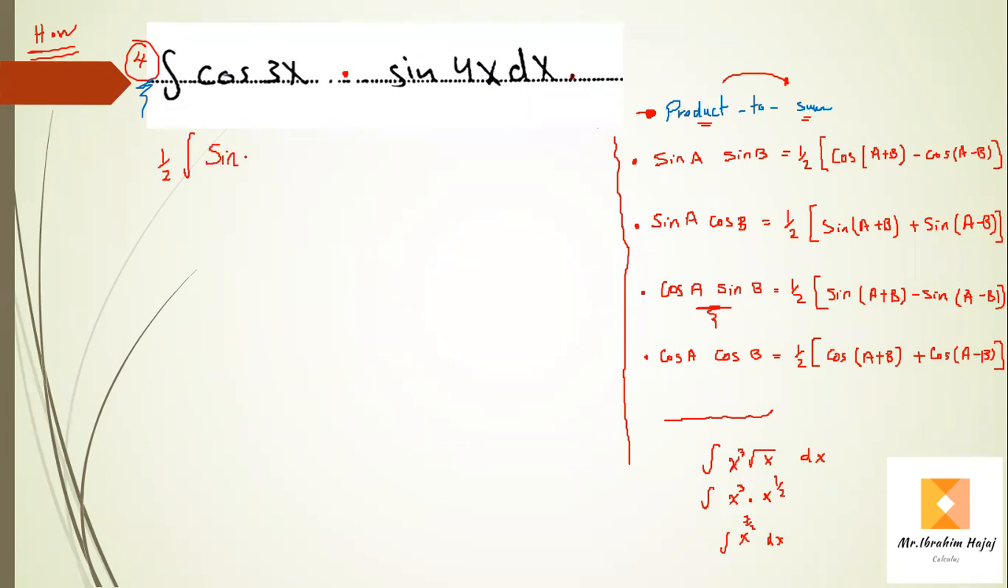So the first one will be sine the sum of these two angles. So it becomes 7x. Minus, it's in the rule, minus, and then sine again the difference. The difference of 3x minus 4x gives a negative x, dx. So it's 1/2. The integral of sine is negative cosine the same angle over 7. And the half also is multiplied by the second term. Take care, guys, that the half is multiplied by the second term so you don't forget.